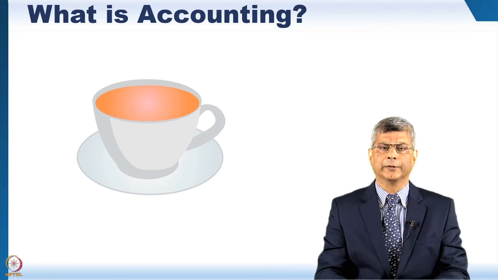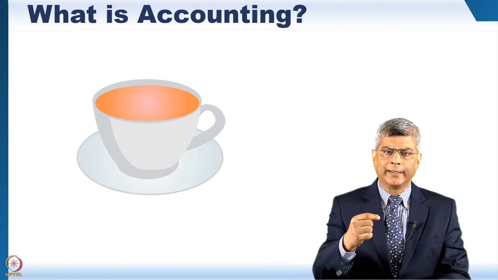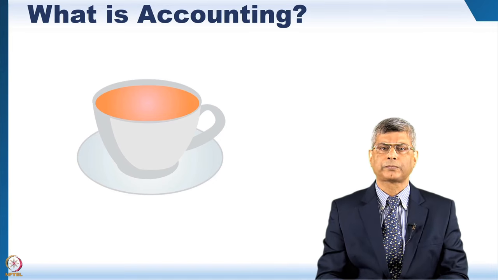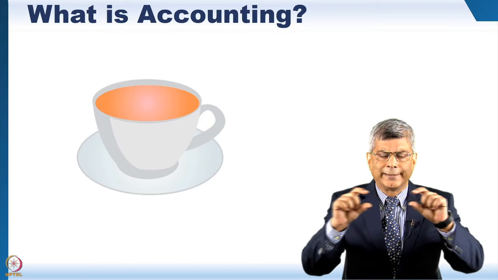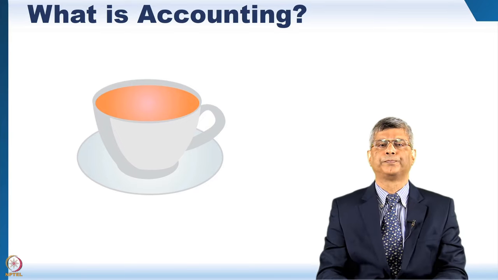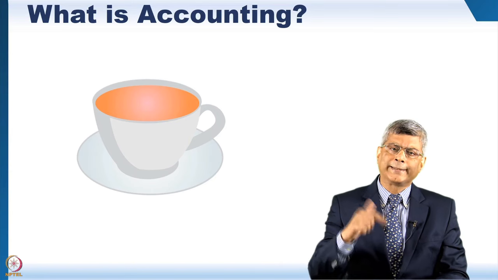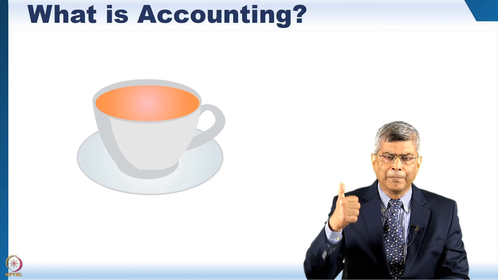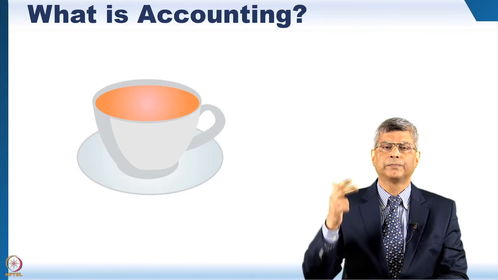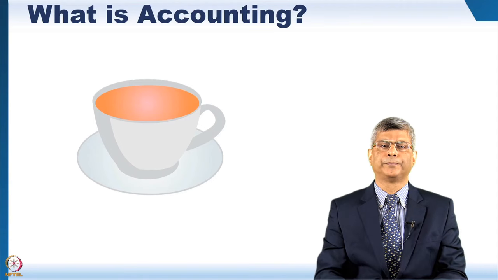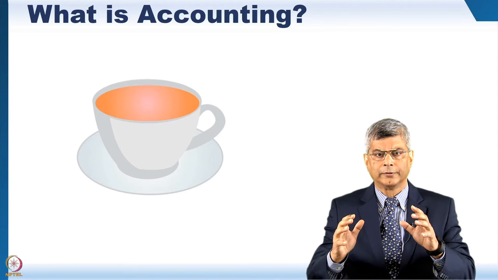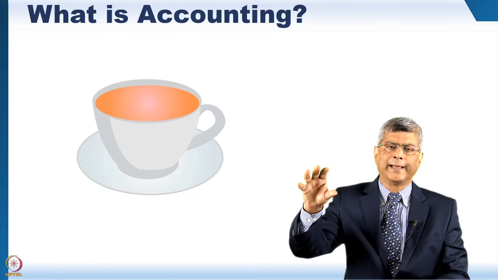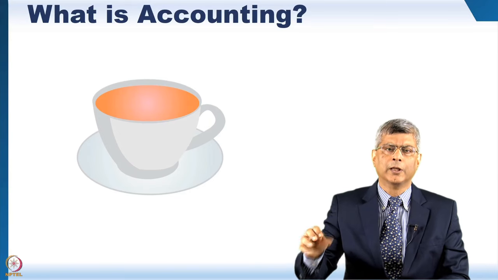So where does the finance part come in? Now let's say I sell 1 cup of tea at 100 rupees. Then 100 rupees is my sales or revenue. Now let's say, to make that 1 cup of tea, I buy milk, sugar, and tea for 80 rupees. So my cost is 80 rupees. My profit is 100 rupees sales minus 80 rupees cost, which is 20 rupees.